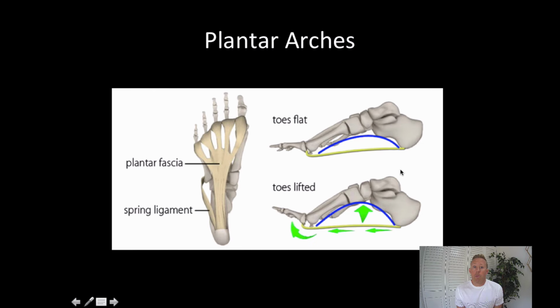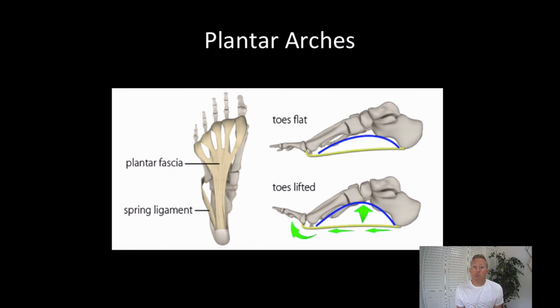This diagram, we'll talk a little bit more about this on the next slide, but when your toes are flat, the arch will sit a little bit lower, because if you imagine your plantar fascia, it's a little more relaxed here because of how it connects up towards the toes and then from the heel. When we lift our big toe into dorsiflexion, it actually pulls tension on the plantar fascia, and that causes our arch to lift higher. And this is really important in the gait cycle. It's something we call the windlass mechanism.